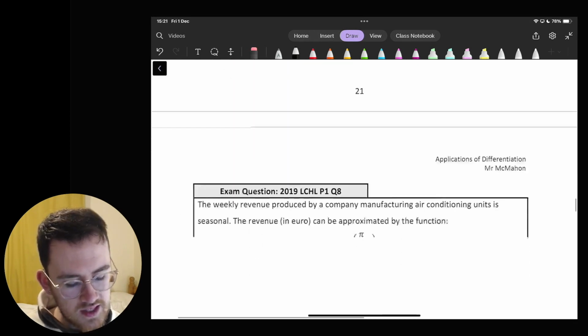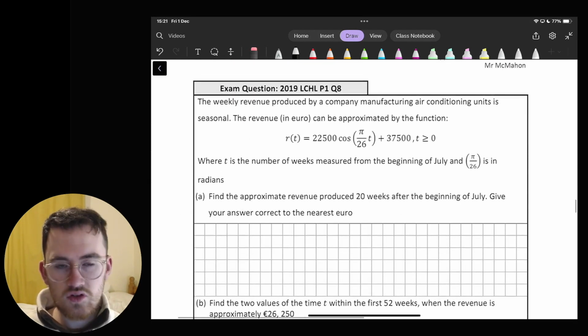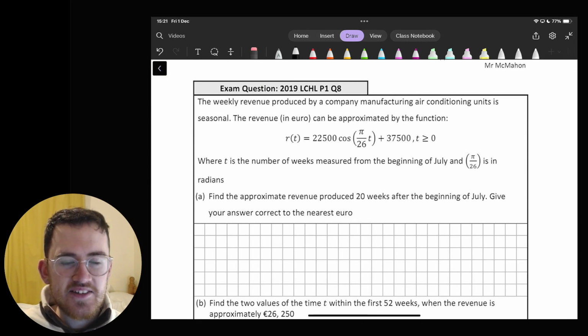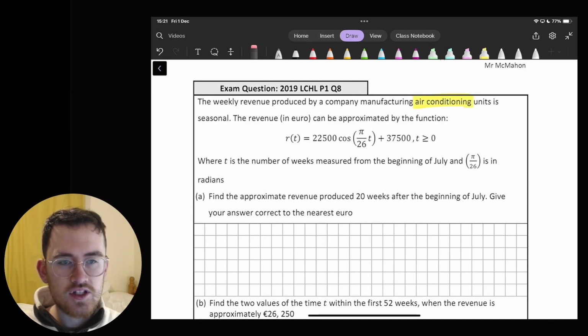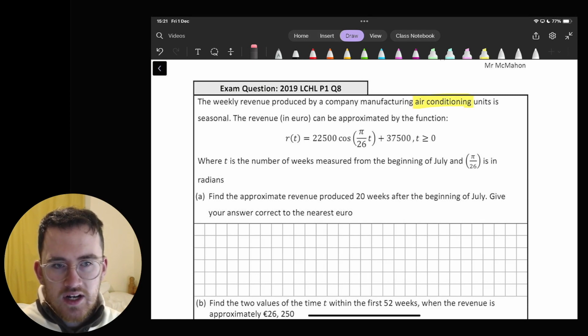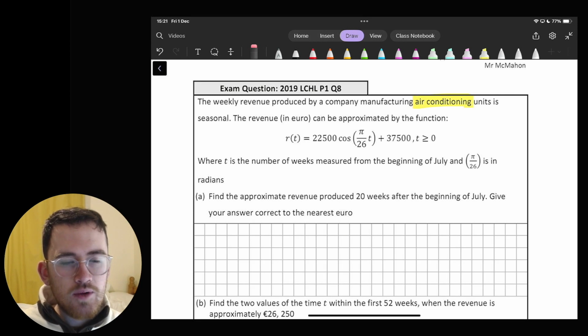Okay, let's look at another example. Or no, straight into an exam question. Fair enough. So the weekly revenue produced by a company manufacturing air conditioning is seasonal. Okay, so it makes sense there. They're manufacturing air conditioning and they're saying that that's seasonal because obviously when it's warmer, maybe there's more demand for air conditioning. The revenue can be approximated by the function.